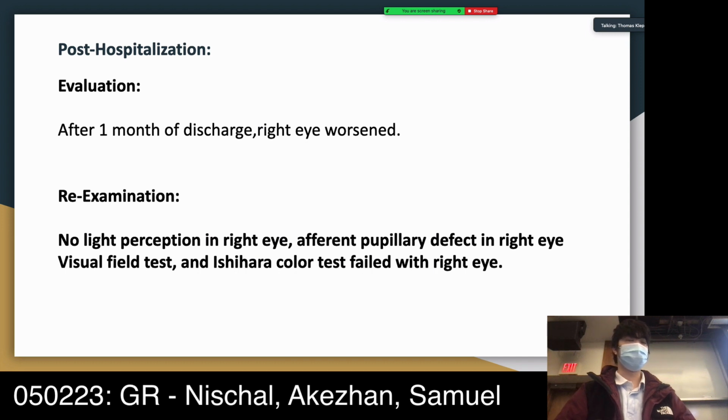But after a month or so of being discharged, she came back for a follow-up, and her vision had gotten worse over time. The color identification had gotten worse too. It was to the point where she could not see any movement whatsoever from her right eye. After re-examination, it was found there was no light perception in the right eye whatsoever, and an afferent pupillary defect in the right eye. She failed the visual field test yet again, and the Ishihara color test failed with her right eye as well.